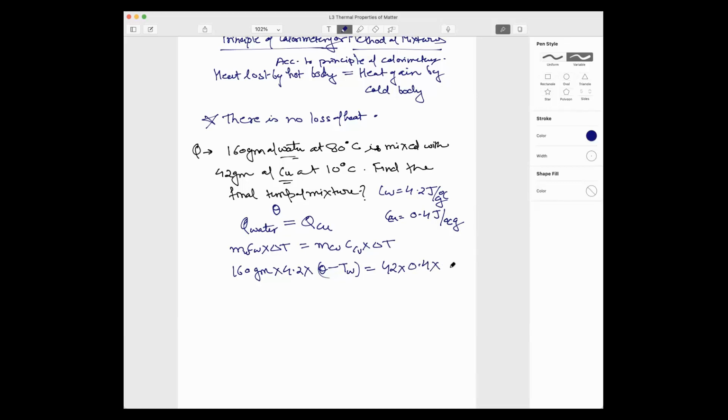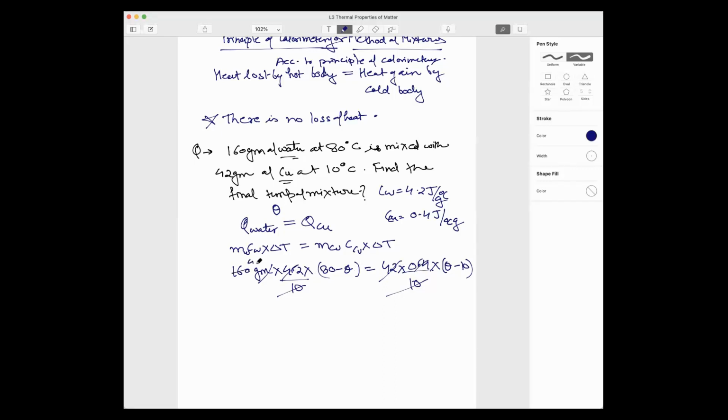I think here it should be 80. It's going from 80 to theta. The final temperature is theta, and copper is at the lower temperature, that is 10. So let's solve this. It's in gram, it is in degree centigrade, that's fine. So this becomes 10. This will go, this will go, so 42 will go with 42.